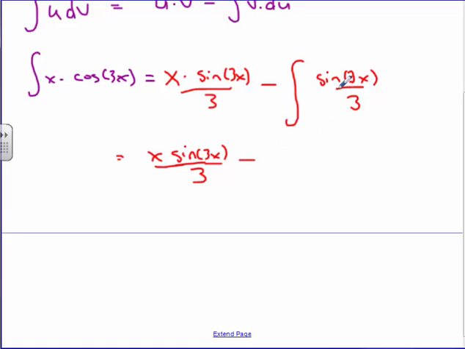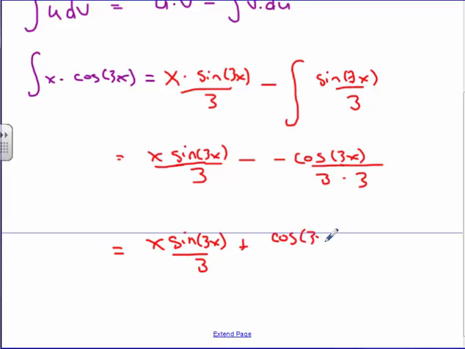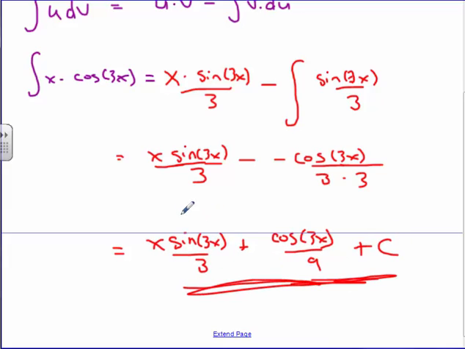So then I have to figure out, well, how do I get a sine? Sine would have come from a negative cosine of 3x, but it would have had to have been divided by an extra 3. Sine comes from a negative cosine, because cosine derives to negative sine. So if you want this positive sign, you want a negative cosine. You have to divide by another 3. So long story short, our final answer is x sine 3x over 3 plus cosine of 3x over 9 plus c. There is our antiderivative.